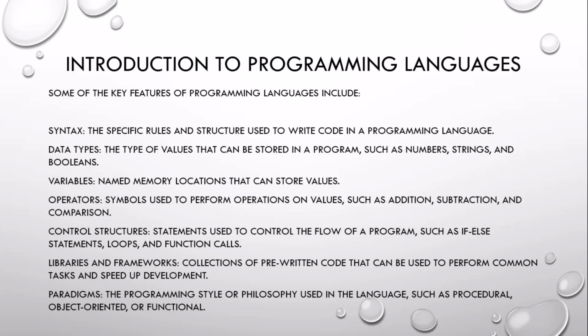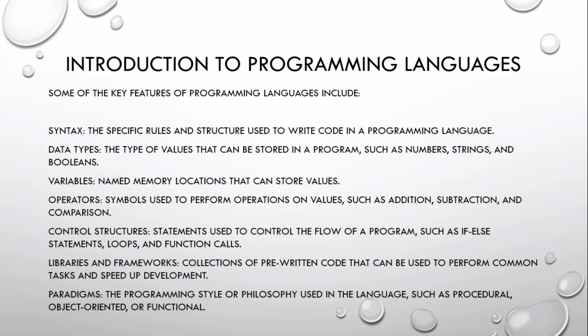We have various programming languages such as C, C#, Python, PHP, JavaScript, and so on. And these languages are tailored to create or develop programs. Some key features of these programming languages include the syntax, the specific rules and structure used to write code in a programming language; data types, the types of values that can be stored in a program, such as numbers, strings, and booleans; variables, named memory locations that can store values.